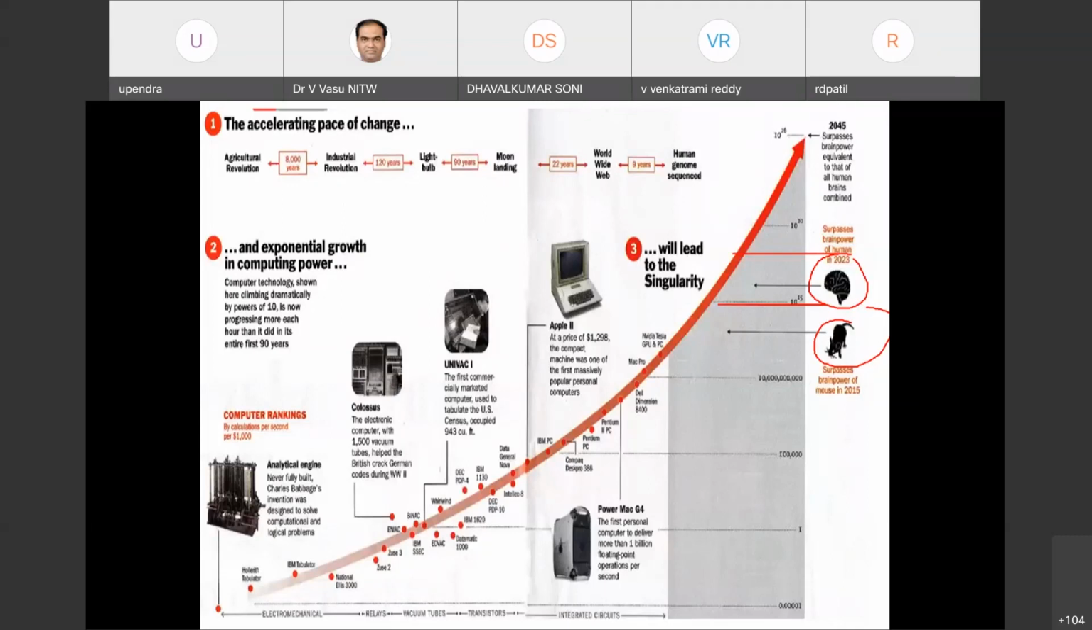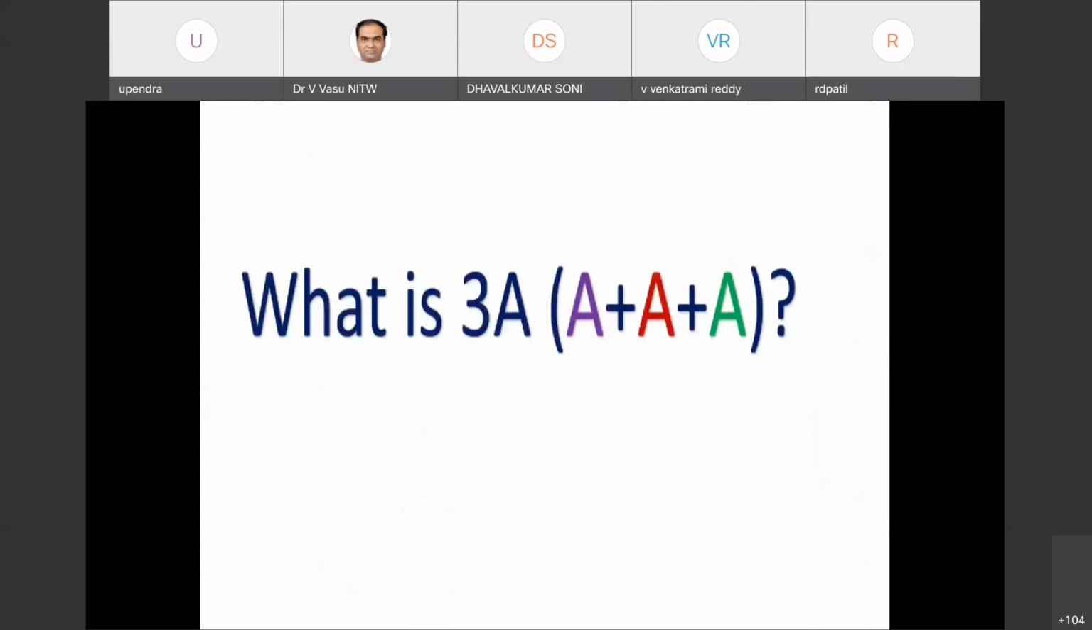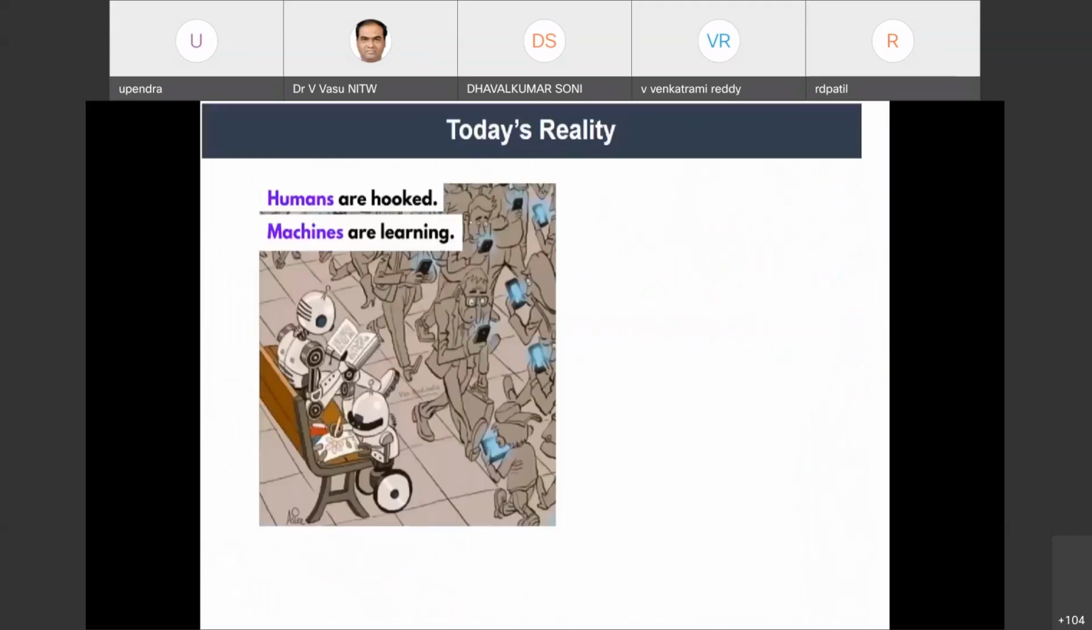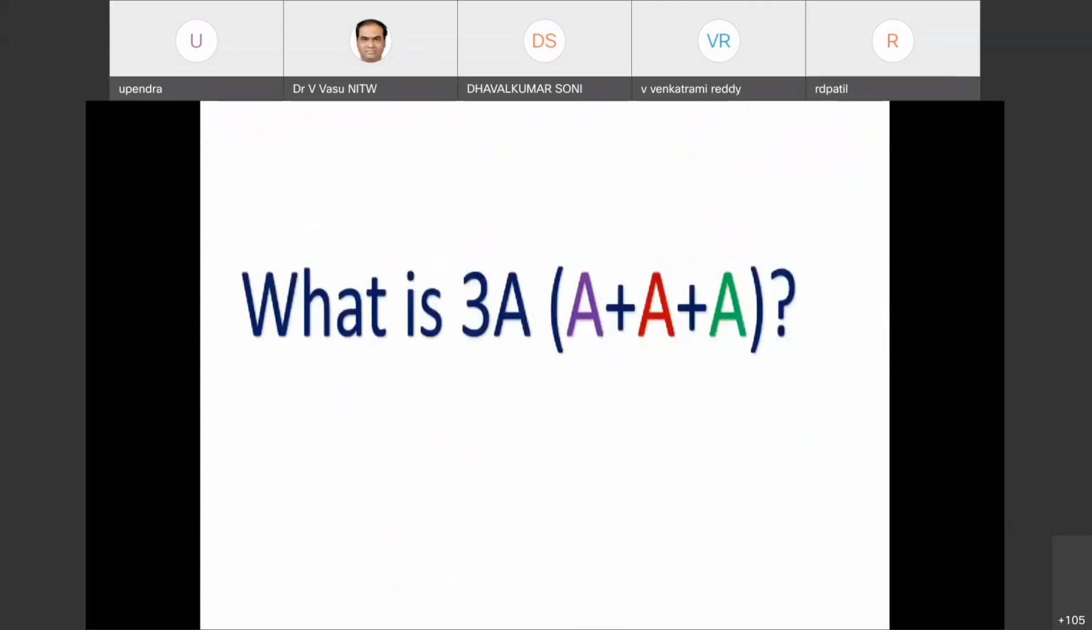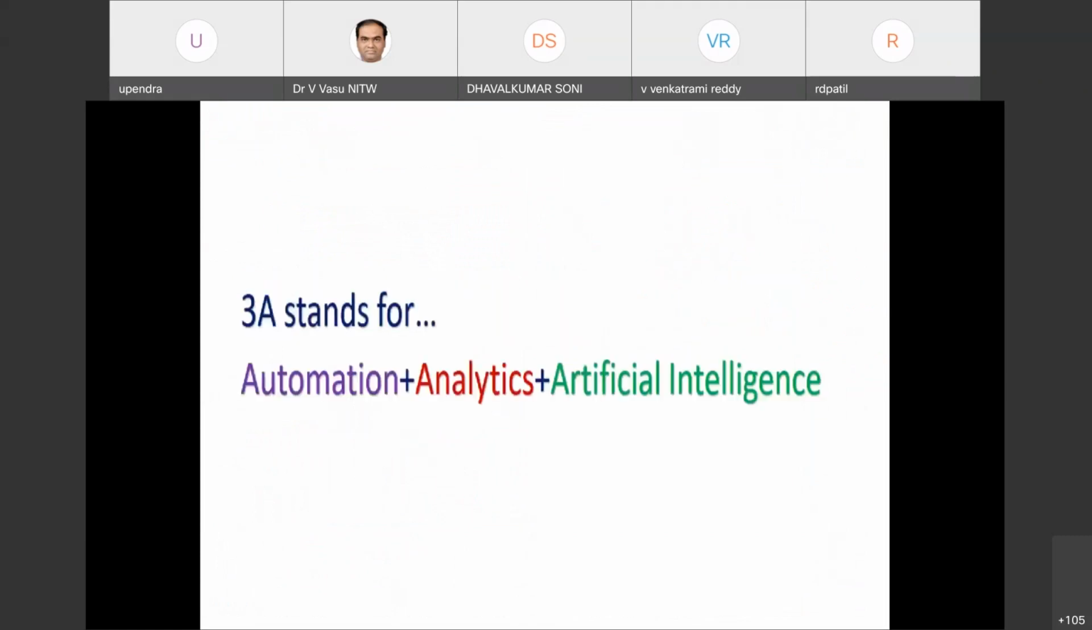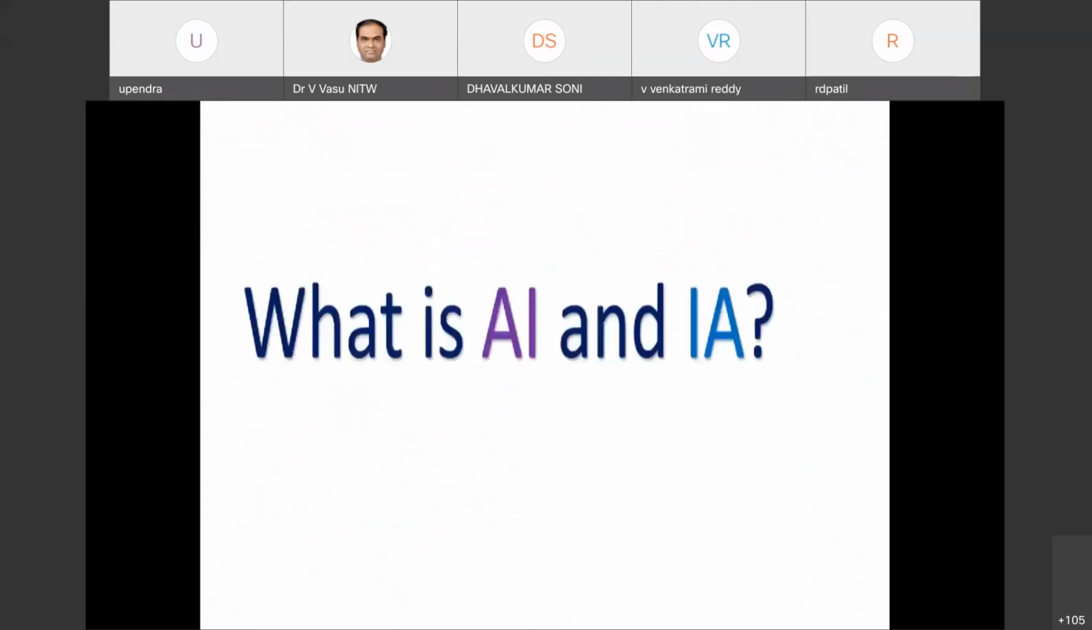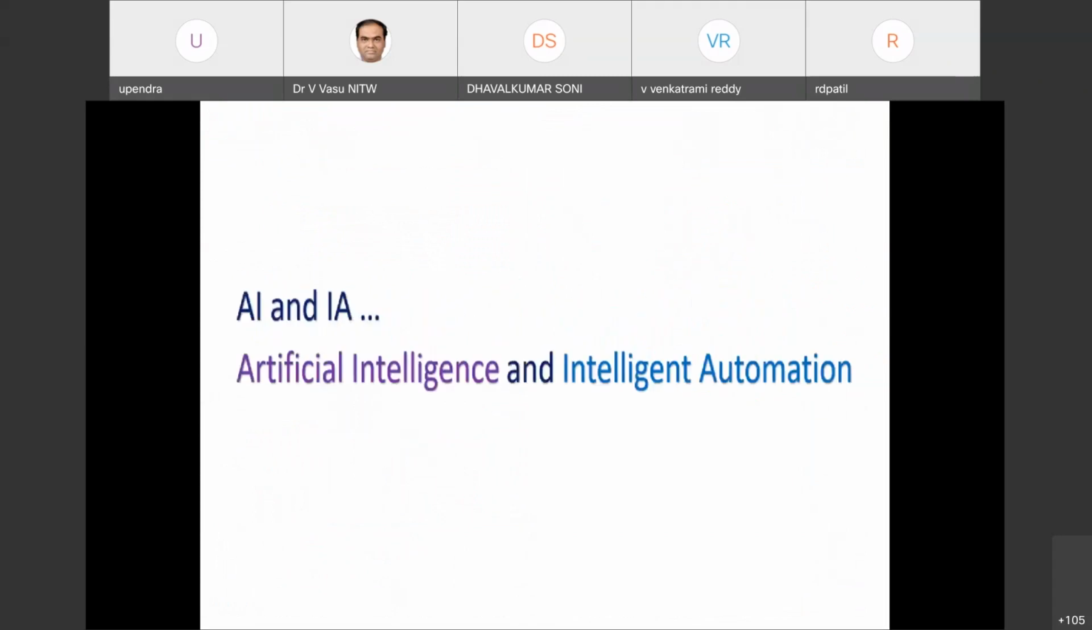That will cause Industry Revolution 5, where you and your robots and cobots are coming. So now we are in the next generation. There are cobots, where humans and robots work together with each other. These are some of the important things: the 3 A's, that is automation, analytics, and artificial intelligence. This is the present trend, and these are two: AI and IA, that is, artificial intelligence and intelligent automation.